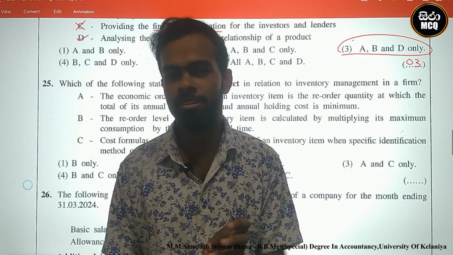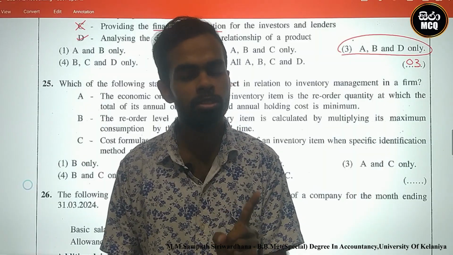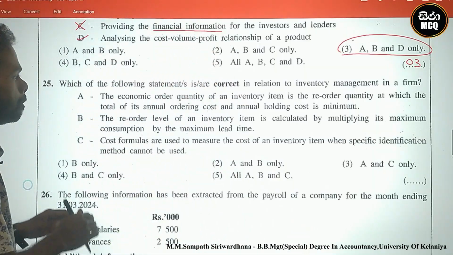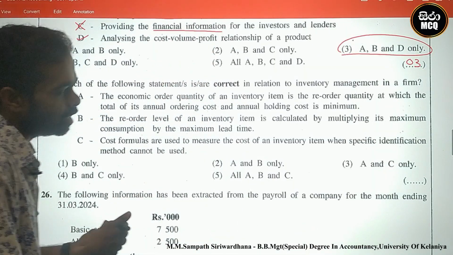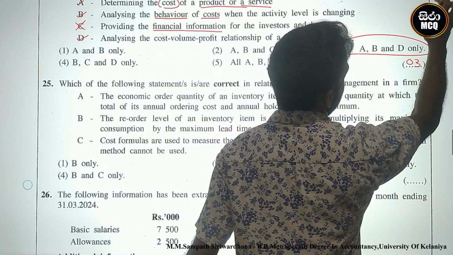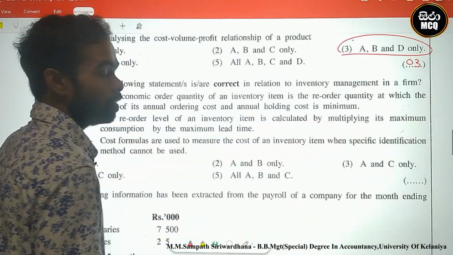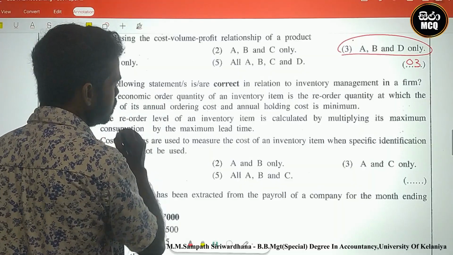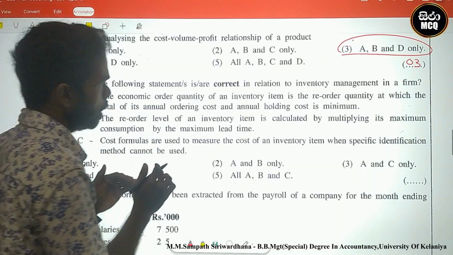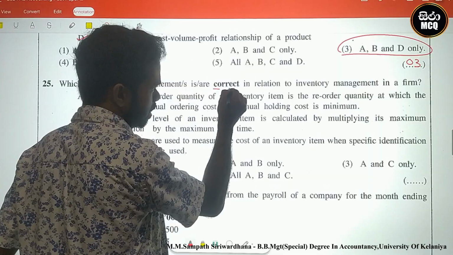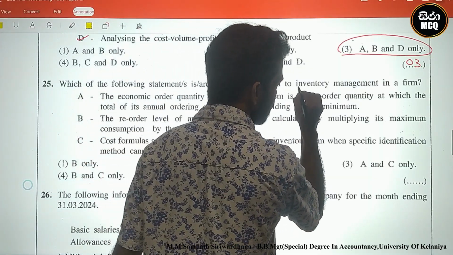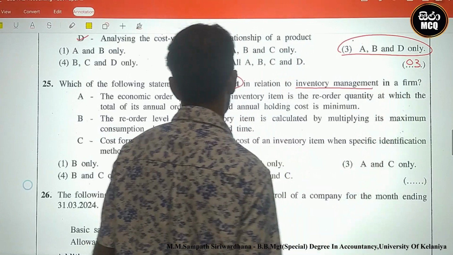Today we discuss the Advanced Level A-level Accounting paper 2024, question number 25. Look here, this is the question. This is related to inventory management. What is the requirement? Which of the following statements, there are three statements there, are correct? We find the correct statement in relation to inventory management in a firm.